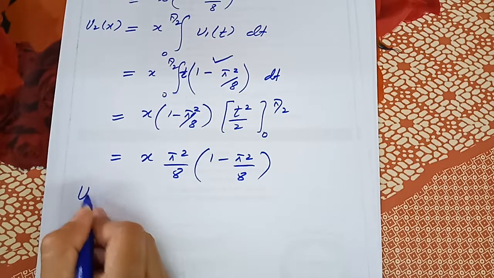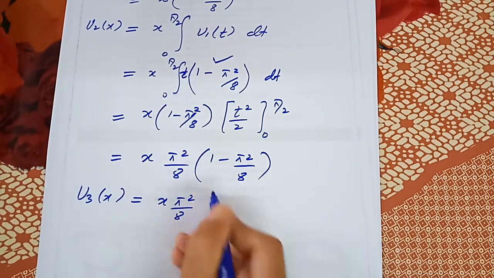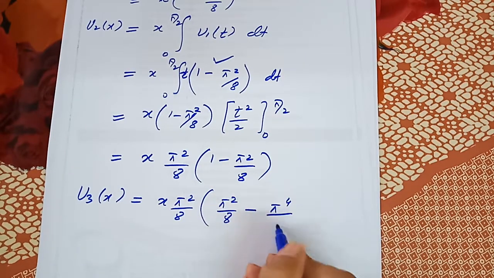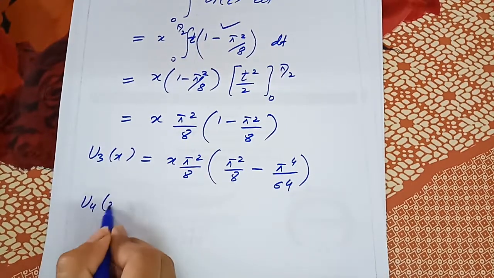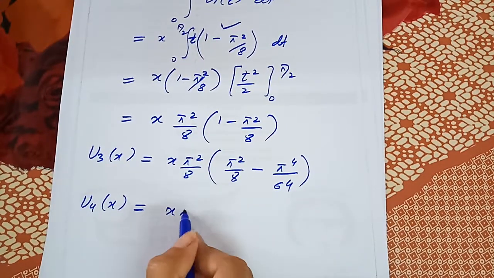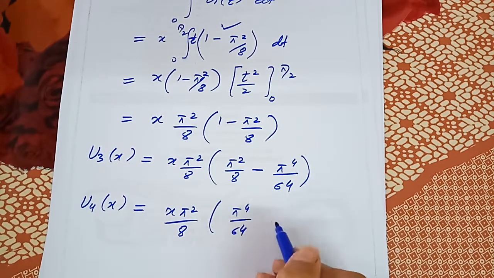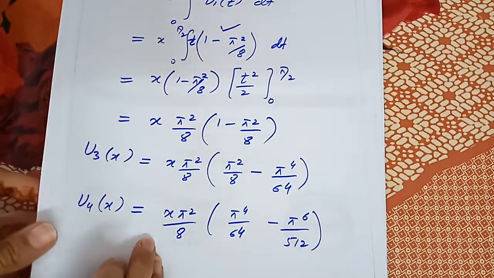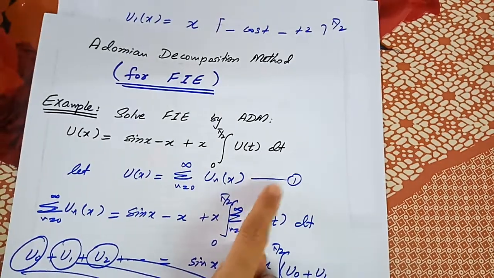Similarly you can find u3 of x, that will be x pi square by 8 times pi square by 8 minus pi 4 by 64, and then similarly you can find u4 of x, that is x pi square by 8 times pi 4 by 64 minus pi 6 by 512. Now whatever u values you found here, let's summarize them and plug them into equation number 1.